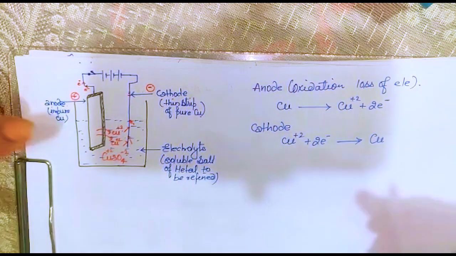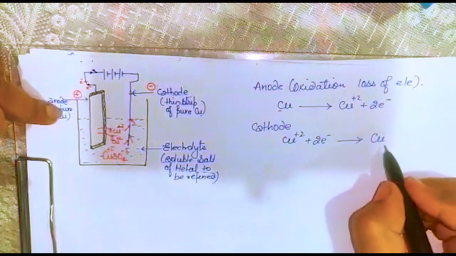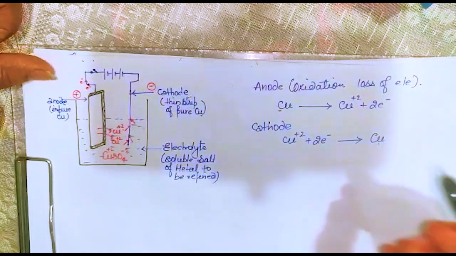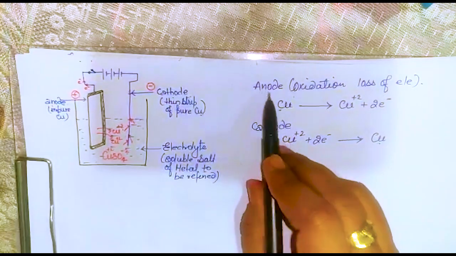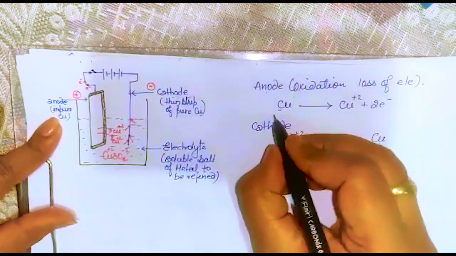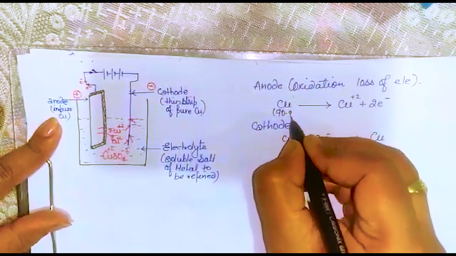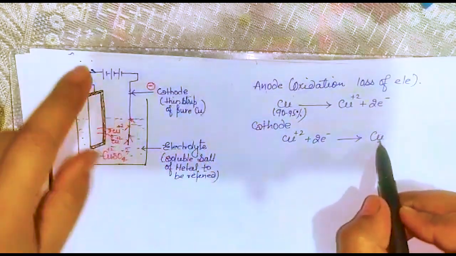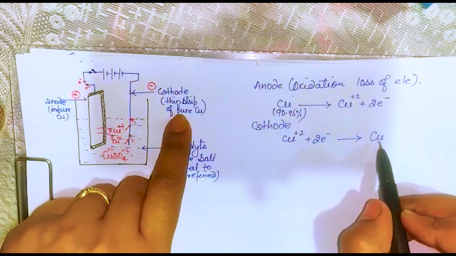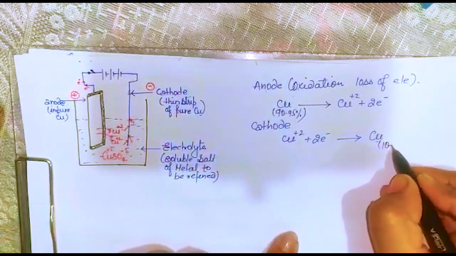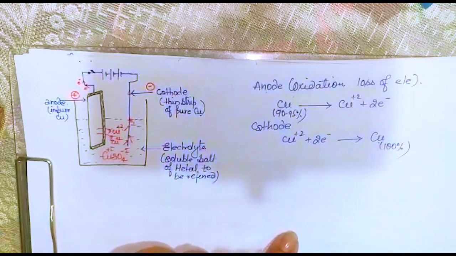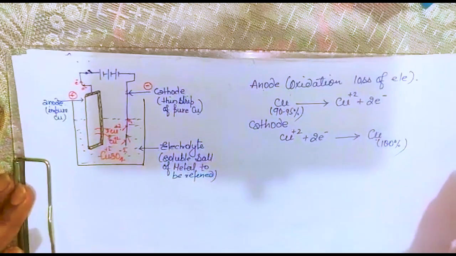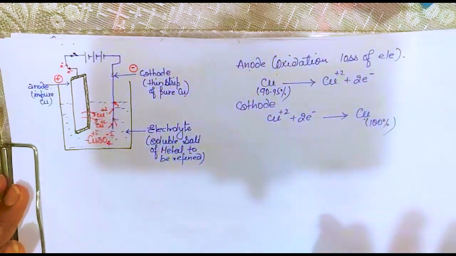Now one question is there. Here also I am using copper, and here also I am using copper. So what is the difference between these two copper? This copper is from anode. Anode is impure. That means here it is still 90 to 95% copper. And this copper is at cathode, that means at cathode we are getting pure copper, almost 100%. So this method is called electrolytic refining.